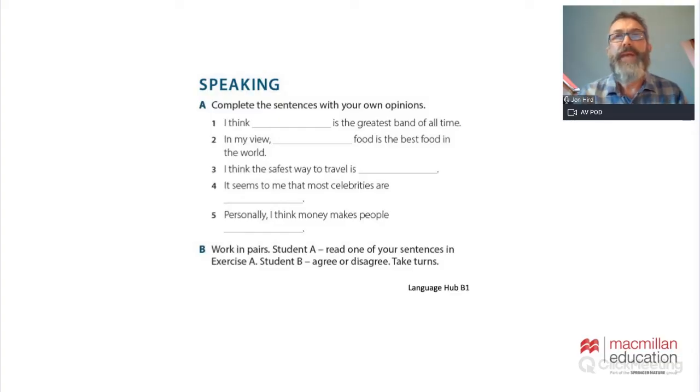Okay, and then moving outwards towards the personalization stage. I think, in my view, it seems to me personally, we add the information. So I'm going to say, I think Led Zeppelin is the greatest band of all time. What would you put in there? Quick comment in the box. Can you complete the first sentence with the name of a band, in your opinion?